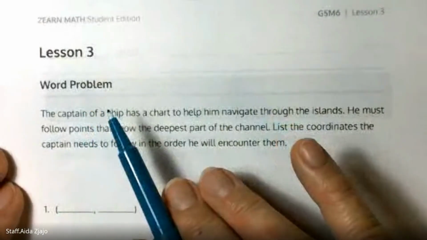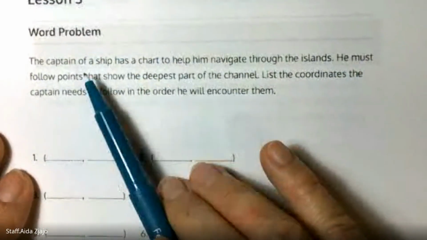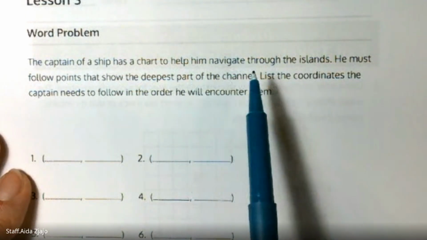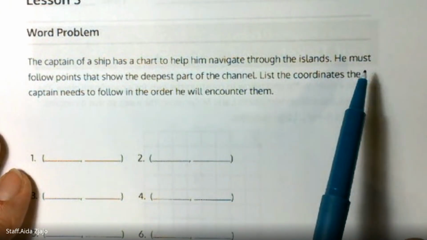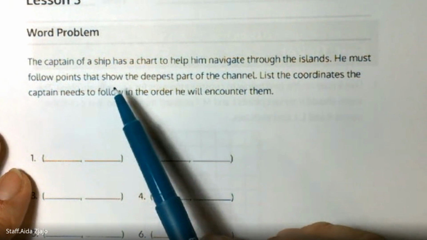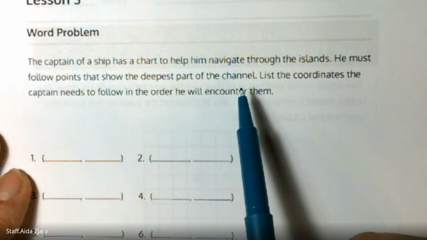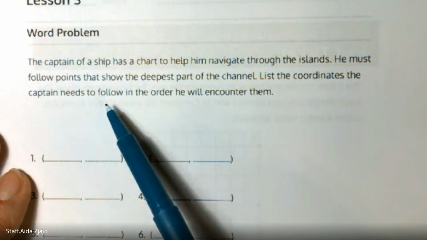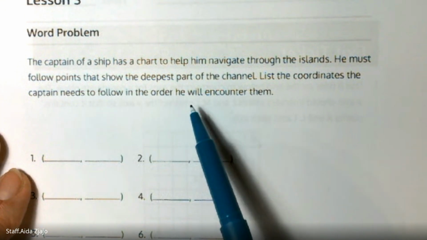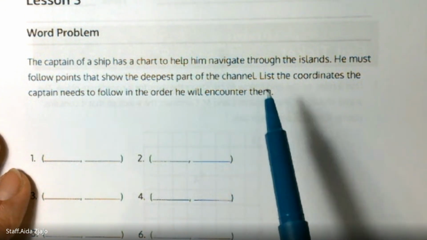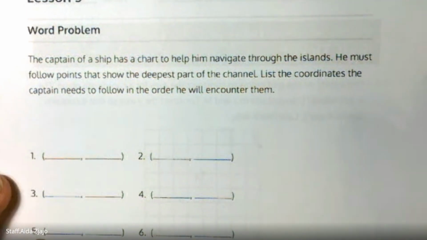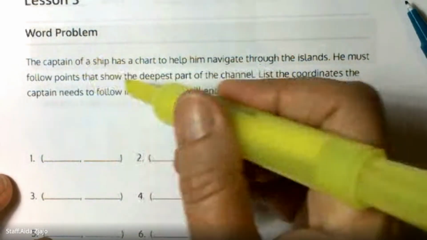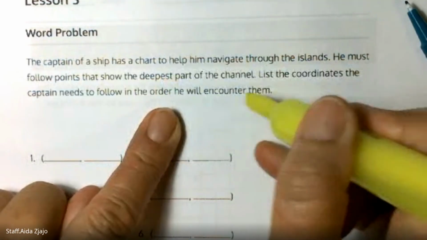Lesson 3 word problem. The captain of a ship has a chart to help him navigate through the islands. He must follow points that show the deepest part of the channel. List the coordinates the captain needs to follow in the order he will encounter them. So what that means is he needs to follow the coordinates in the order that he encounters them.